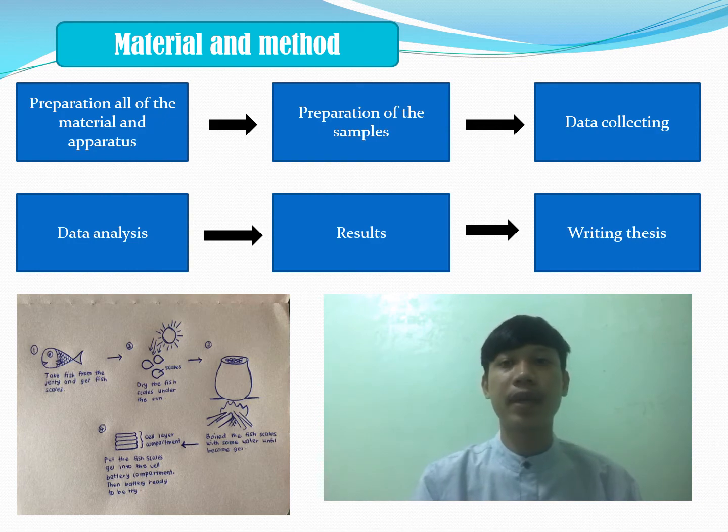Next, for the material and method. First, preparation of material and apparatus. Prepare the fish skin and get it at the jetty. Then prepare the agar, wastewater, blender, beaker and voltmeter, and also electrode copper and aluminium.